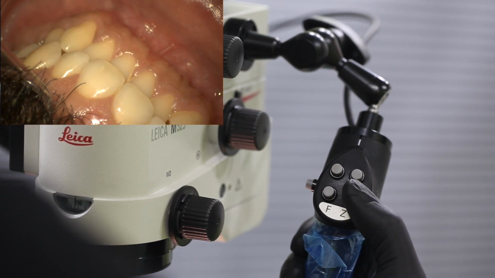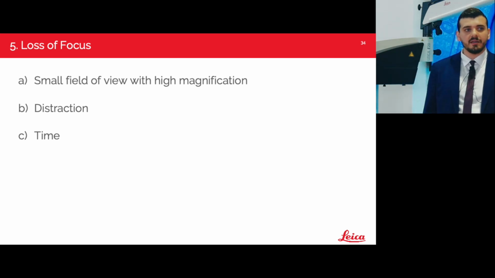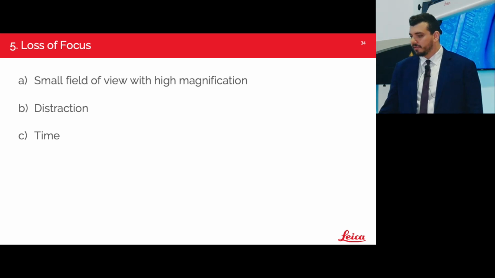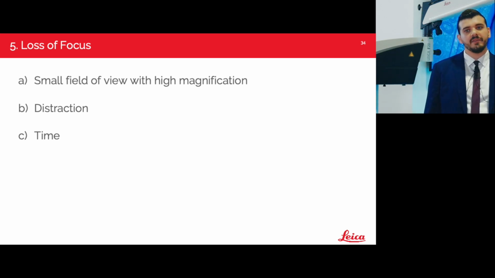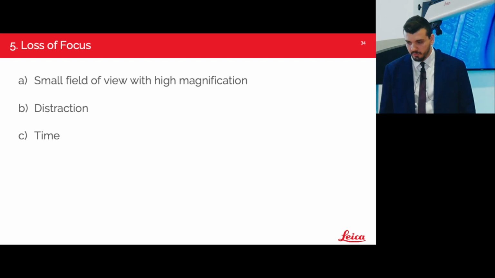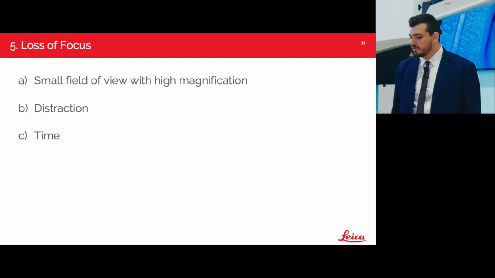And beside these two buttons, you can see another two buttons for focus. And it's the fifth complexity that Leica offers a solution for, and it's the loss of focus. We lose focus because we are working with high magnification and a small field of view. So that will lead to distraction with every move and loss of time.